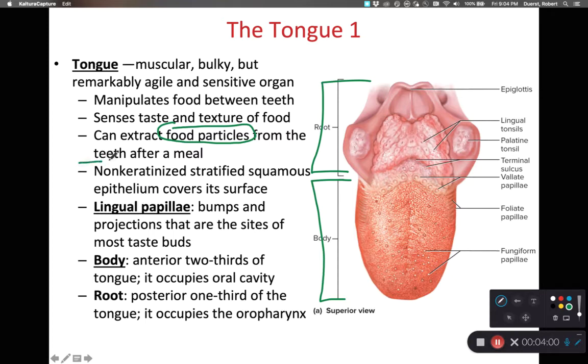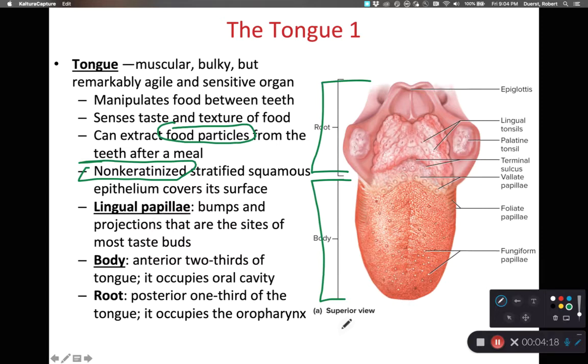Our tongue is going to be completely covered with a non-keratinized stratified squamous epithelium. So our tongue is not necessarily made to handle most of the abrasion in our mouth. The purpose of the tongue is to take something that we're chewing and move it over to the teeth and let the teeth do the dirty work.